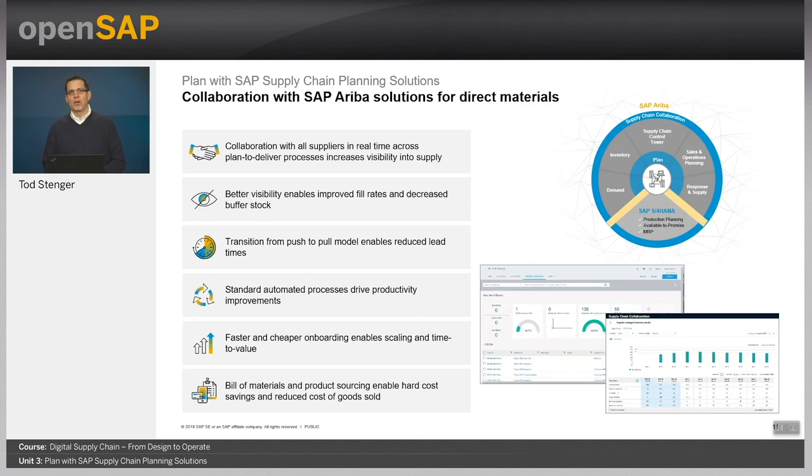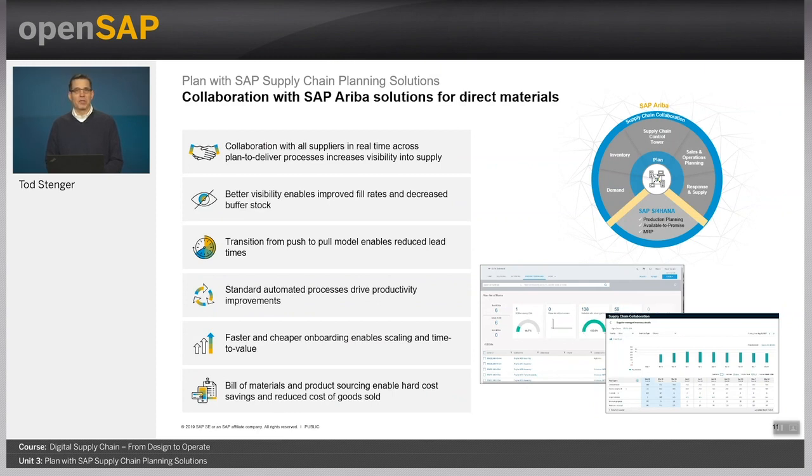As I mentioned before, Ariba solutions can be used to extend the supply chain planning processes. Ariba Supply Chain Collaboration for direct materials gives you a platform for real-time collaboration across all of your plan-to-deliver processes, including better visibility to key performance indicators, such as fill rates or plan adherence. Planners can be more productive through standardized processes, including both push and pull models of collaboration.